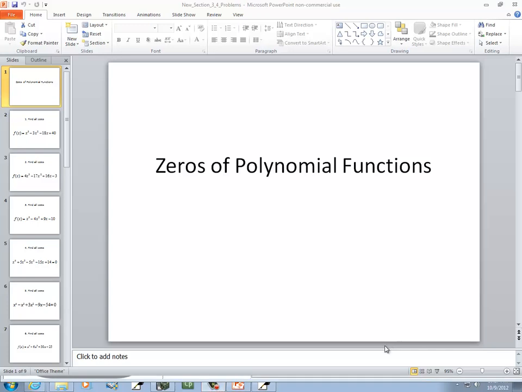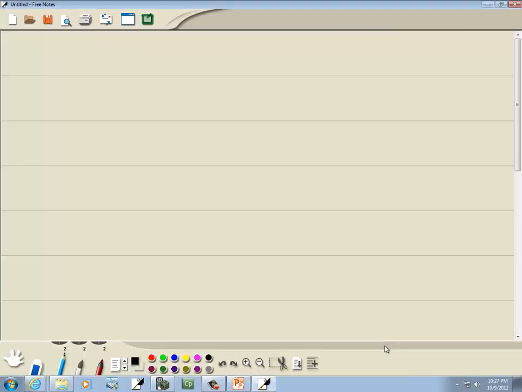Let's take a look at zeros of polynomial functions. And first, let's just refresh our memory a little bit. Now recall, we had problems that may look like this. X squared minus 5x plus 6 is equal to 0. And we would factor this.